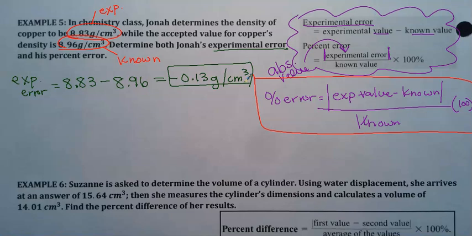Which way was he off? Was he too high or too low? How do you know he was too low? It's in the negatives. Okay, so we also know that this negative means his number was too low. Okay, fantastic. Perhaps the copper was impure and had impurities in it. It could have. The copper could have been impure. Absolutely. All right, then how are we going to find the percent error?